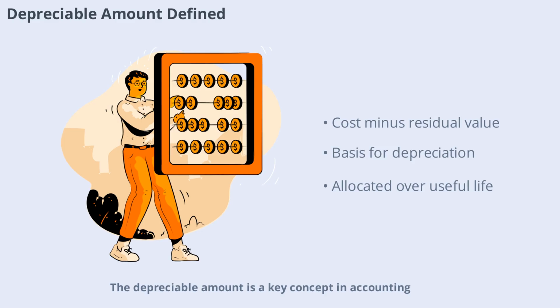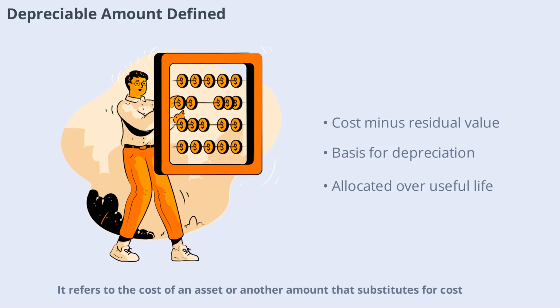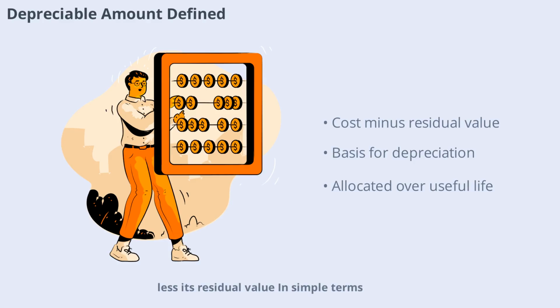Depreciable amount is a key concept in accounting. It refers to the cost of an asset or another amount that substitutes for cost, less its residual value. In simple terms, it's the portion of an asset's value that will be allocated as an expense over its useful life. Understanding this amount is crucial because it forms the basis for all depreciation calculations.